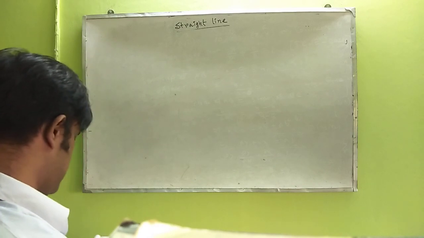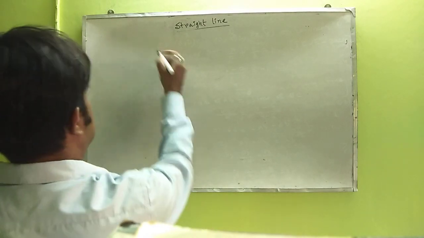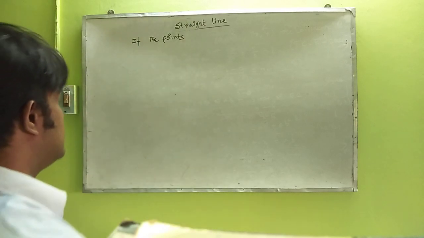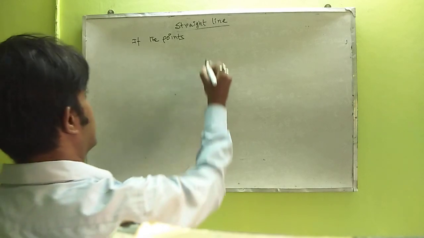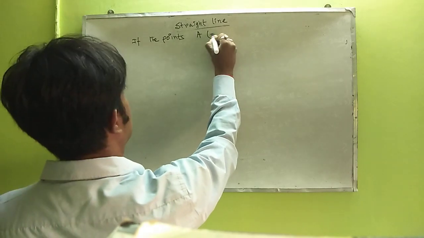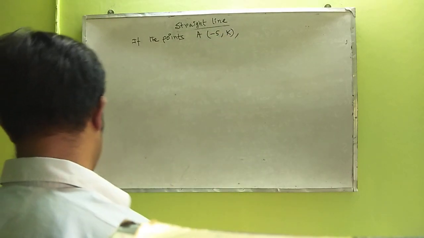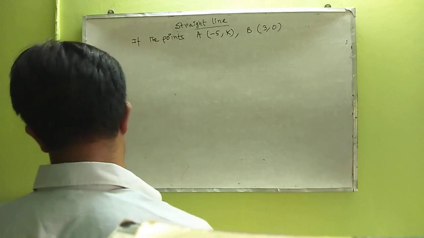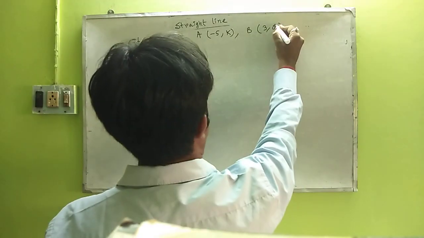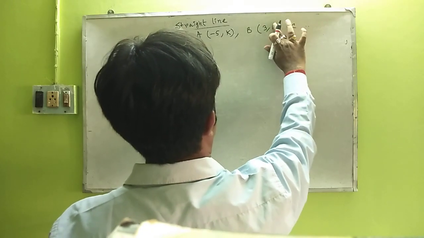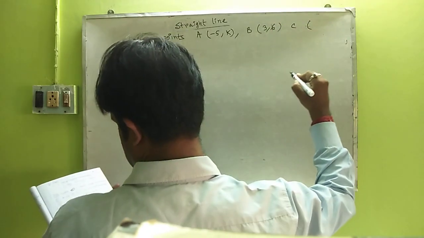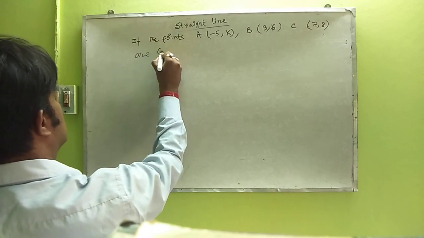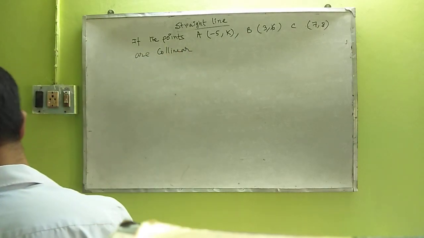Now, if the points A(minus 5, k), B(3, 0), 3, 6, C(7, 8) are collinear, then find k.